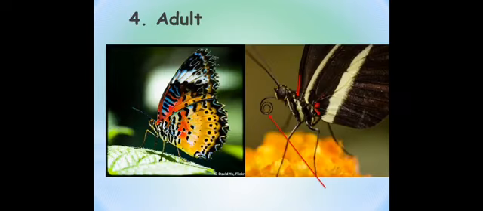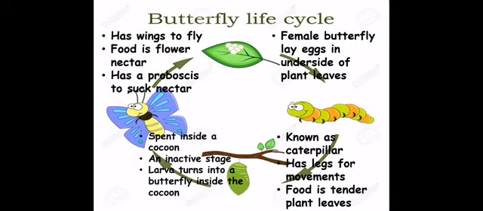This is the adult butterfly. It has wings to fly, it has legs to move, it has antennas, it has a proboscis that I am showing with the red arrow that is used for sucking nectar. This is the summary of the butterfly life cycle.